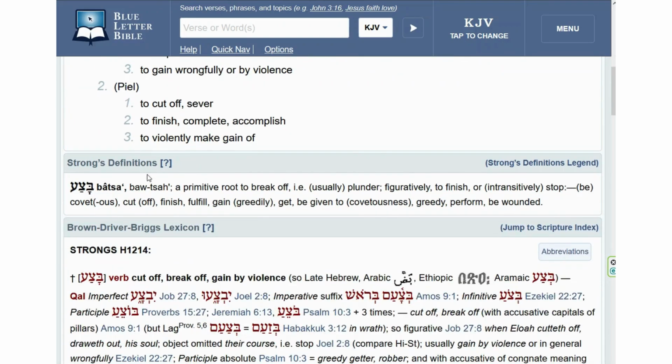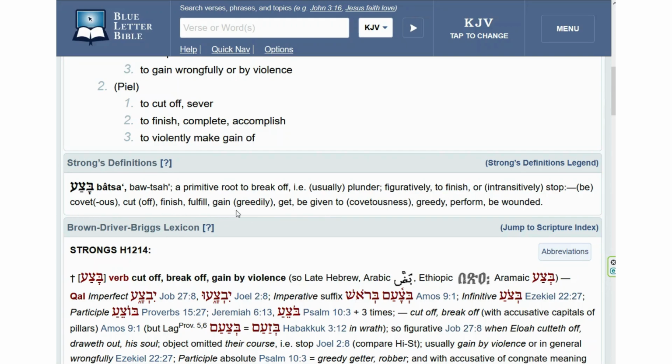And when you come down here, there's all kinds of dictionaries and other resources on this page, which is why I'm showing you this. If you go into the Strong's definition, it's a primitive root meaning to break off, usually plunder, only figuratively to finish.